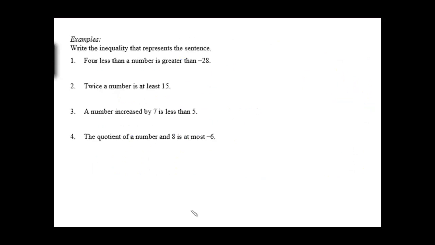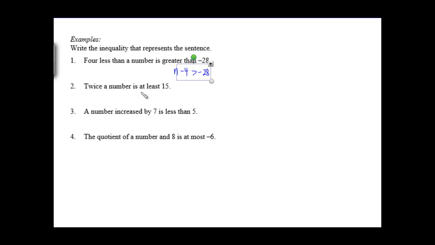Write the inequality that represents the following sentence. 4 less than a number is greater than negative 28. Let's call the number n. So we know that here's our number. If we go 4 less than that, we know it's greater than negative 28.